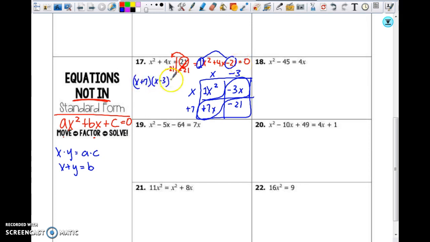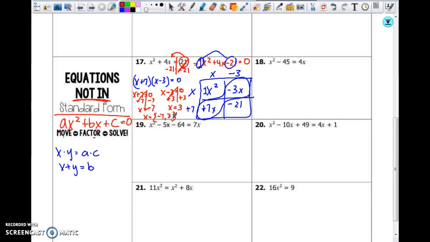Remember, we got it equal to 0. So because of this, I can do the zero product property. So I can take x plus 7, set it equal to 0. And I can do x minus 3, set that one equal to 0. How to get rid of a plus 7? Minus 7. So x is equal to 0 minus 7, which is negative 7. And how to get rid of a negative 3? You do a plus 3. So x is equal to positive 3. So your two solutions: x is equal to negative 7 and 3.